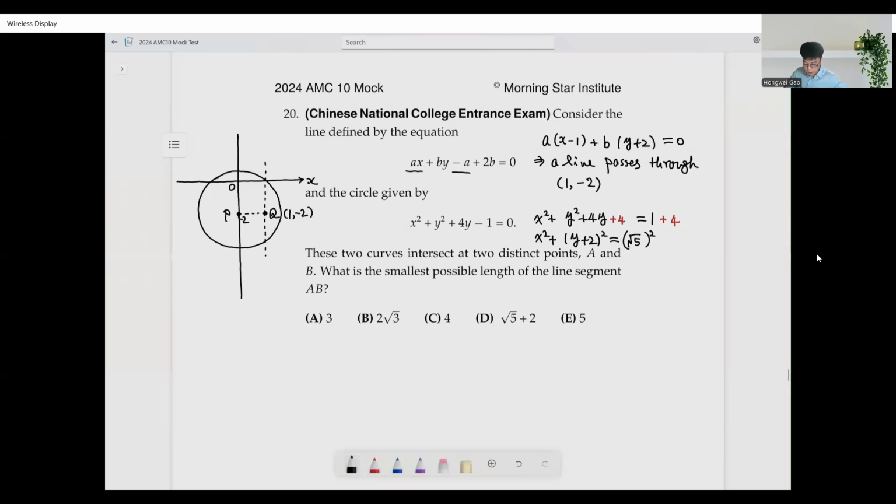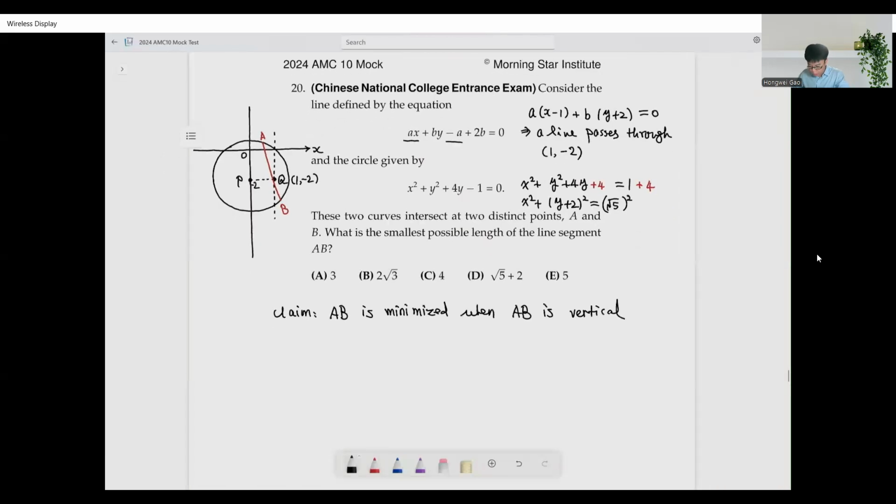Now we're looking for the general situation. For example, we have a line maybe this way. They have intersection AB. What's the smallest length of AB? We claim that AB is minimized when the line is vertical. Claim: AB is minimized when AB is vertical. This is related to the distance formula for the chord.